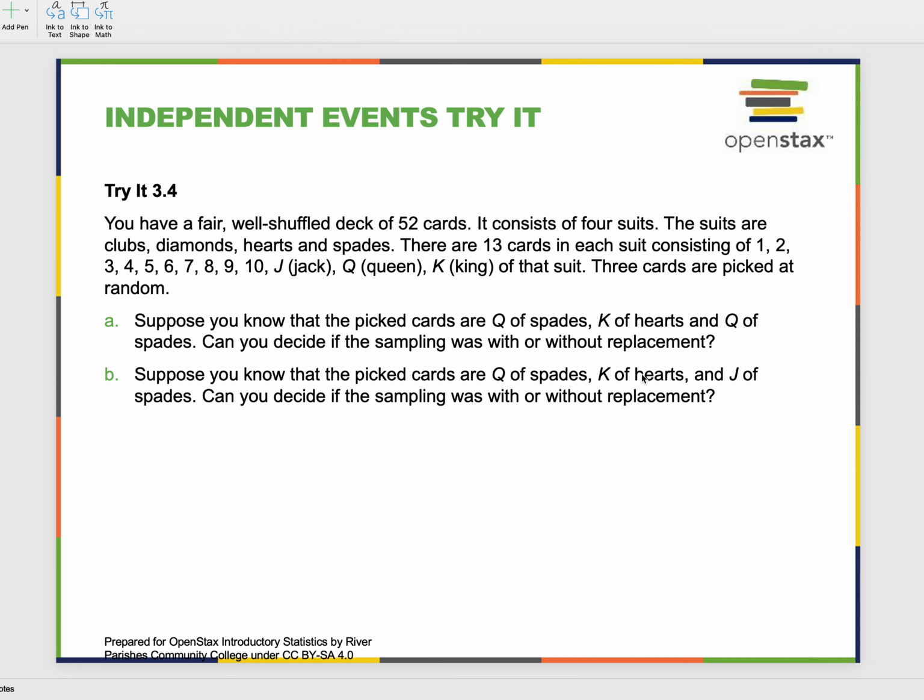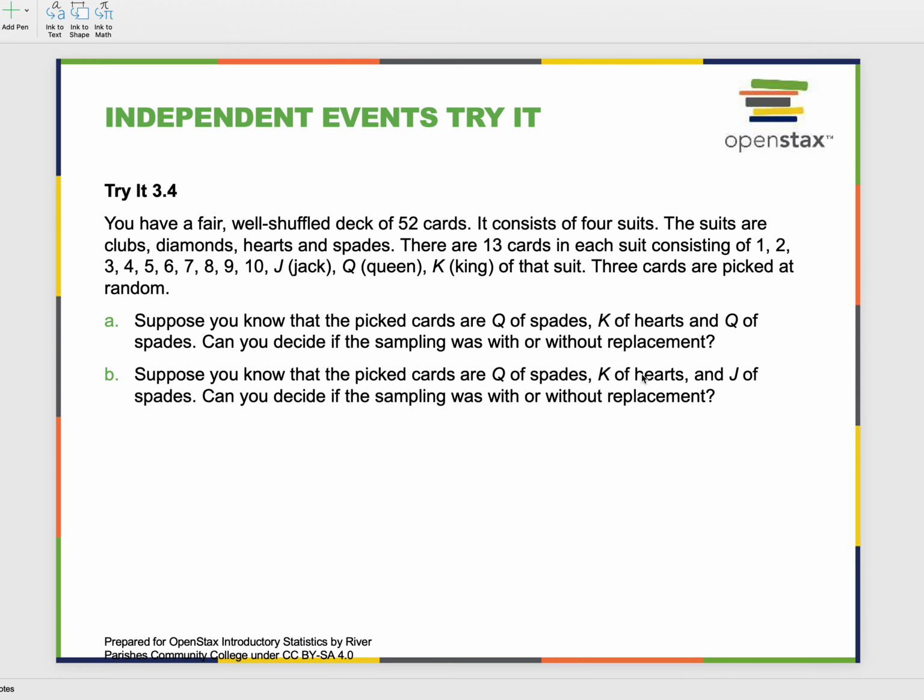3 cards are picked at random. Suppose you know the picked cards are the queen of spades, king of hearts, and the queen of spades. Can you decide if the sample was with or without replacement? Well, it's hard to pick 2 queen of spades if you're not replacing it. Because if I kept the queen of spades the first time, I got the king of hearts the second time, well, I can't pick those if I did not replace them the third time. I got the queen of spades again, so I had to have replaced the queen of spades to get it the third time.